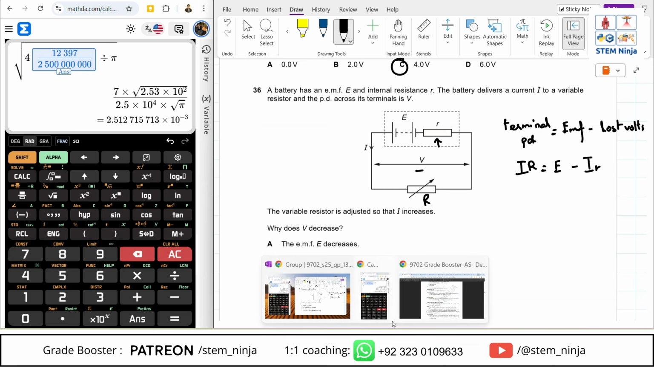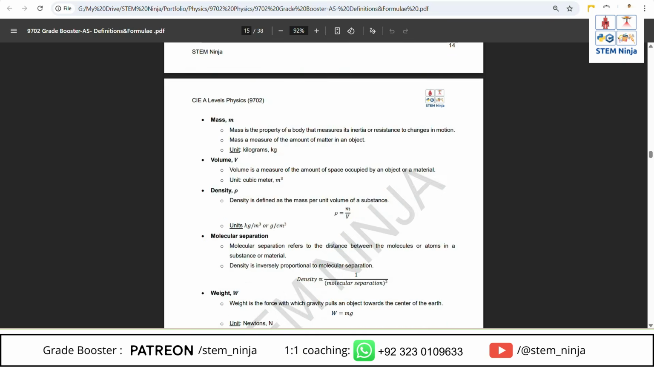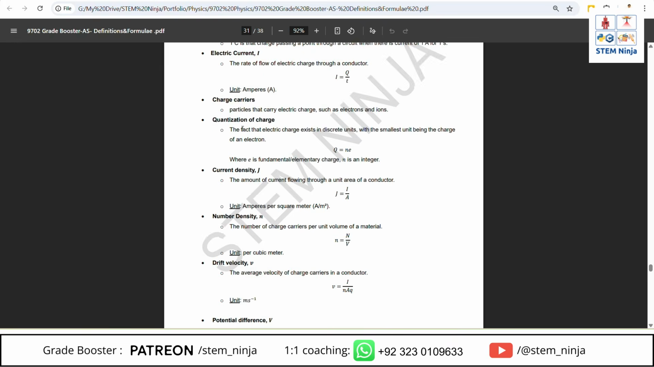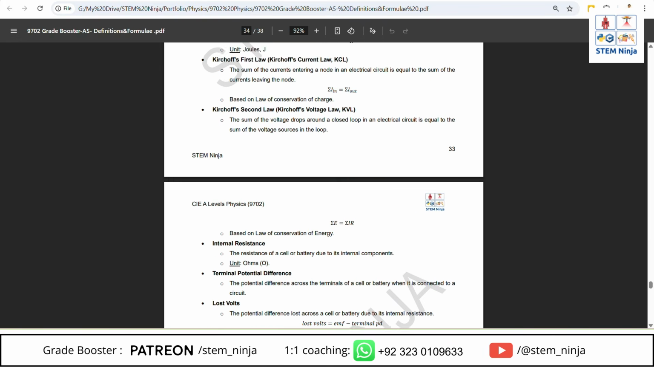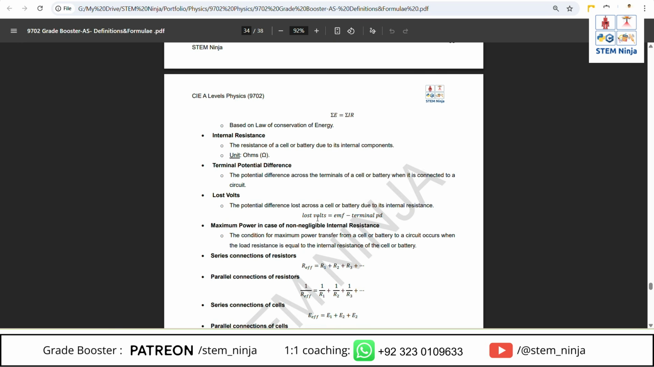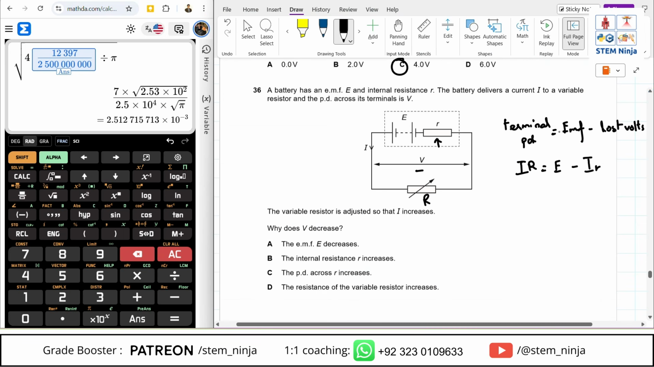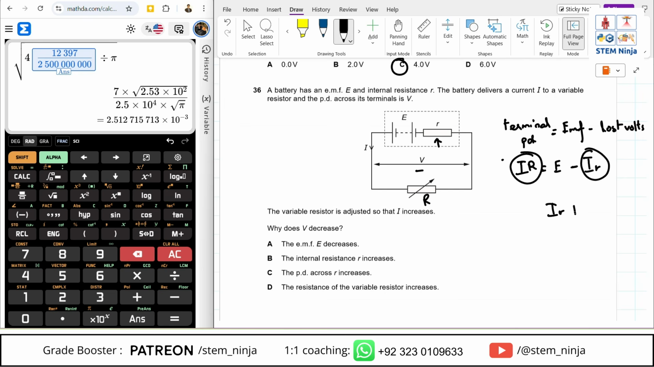This is also written in this booklet over here, somewhere down below. See, lost volts is EMF minus terminal potential difference. Now, why does V decrease? That means this thing is decreasing. This would mean that the difference between E and Ir is decreasing. So this means that Ir is increasing. That means the current is increasing.